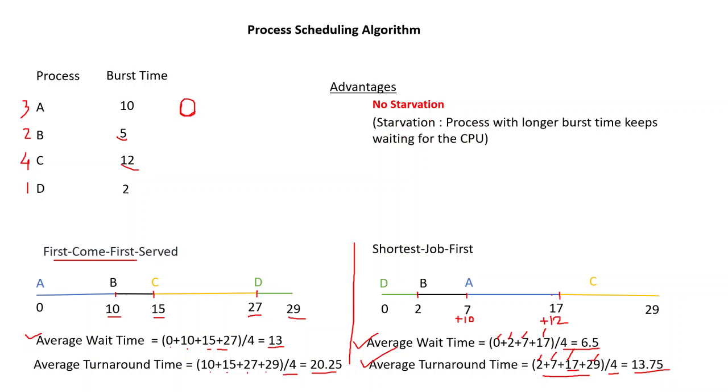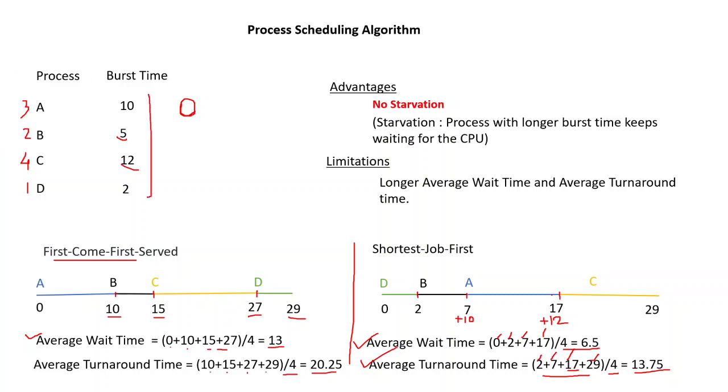And the limitations, as we have seen, are that this has a longer average wait time and longer average turnaround time. So that's all for today, because first come first served generally isn't asked as a direct question. Mostly they will give you a schedule like this, and they will ask you to compare between first come first served, shortest job first, or round robin on these average wait time and average turnaround time.